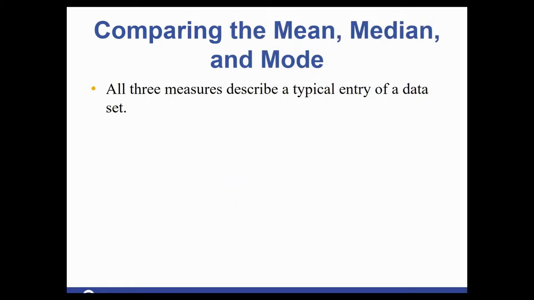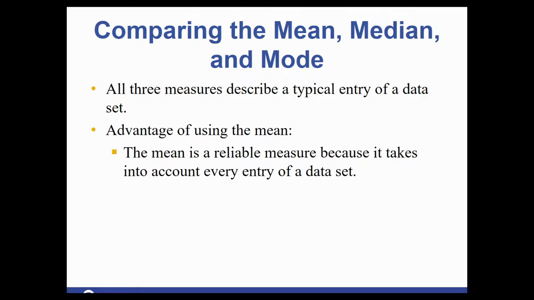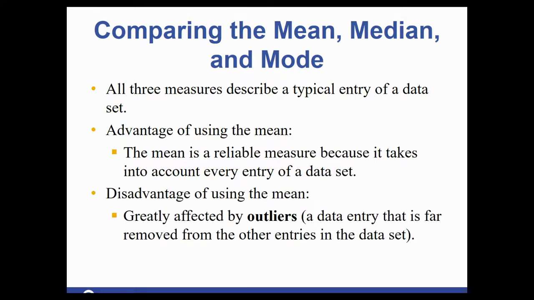So when you put all three of these together, all three of them are trying to describe a typical data set. So by using the mean, it's reliable because it takes into account every single value in your data set. Unfortunately, though, if you have any outliers, things that are far away from the center of the data, it's going to affect the mean the most.